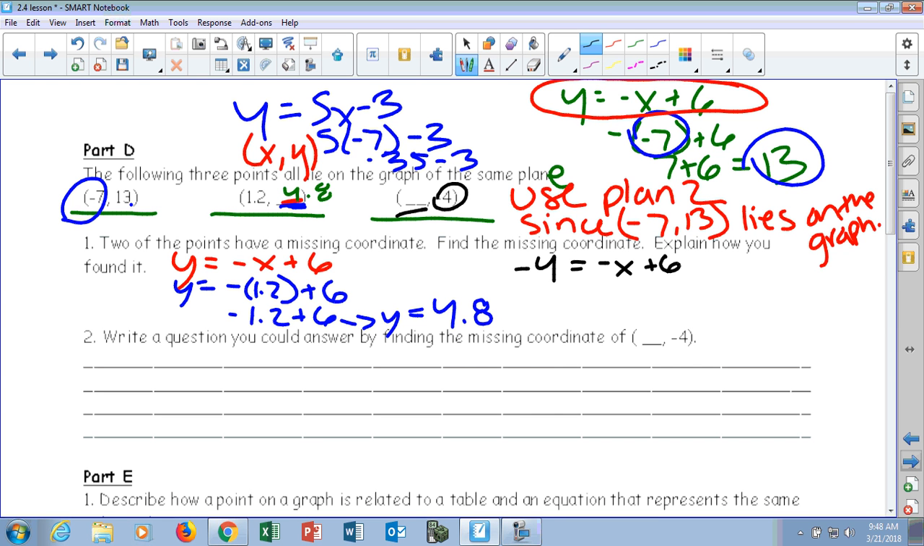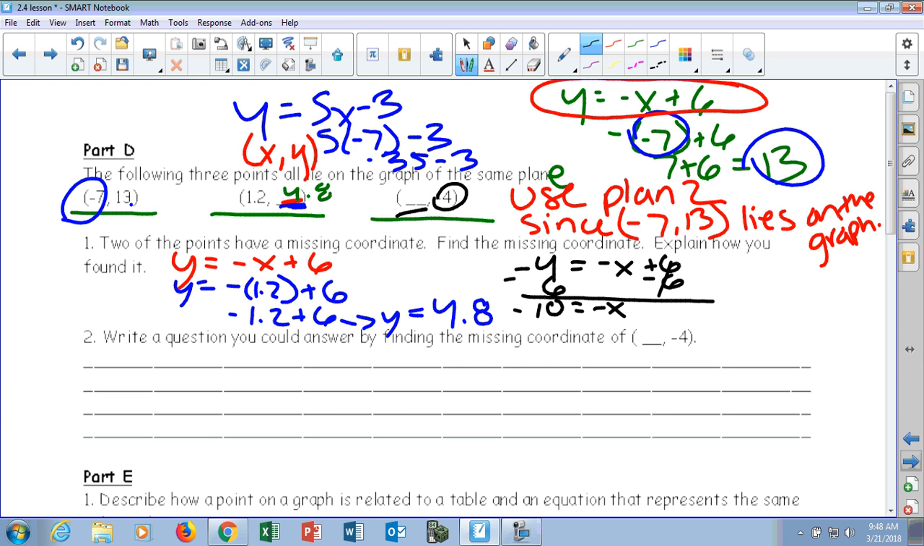Combine your numbers together. So I have a plus 6 over here. So to move it over to the other side, I have to do the opposite. Yeah, I'm going to subtract 6 to both sides. That cancels out. Negative 4 minus 6. It's becoming more of a negative. So what is it? Negative 10, exactly.